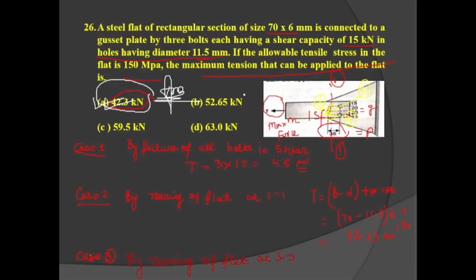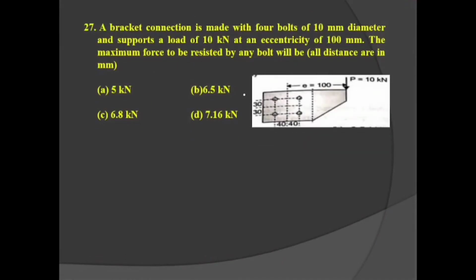Now let's move towards question number 27. A bracket. My dear students, this question is the same as we had discussed. So F1 we have to calculate, F2 we have to calculate, and FR, resultant, we have to calculate.